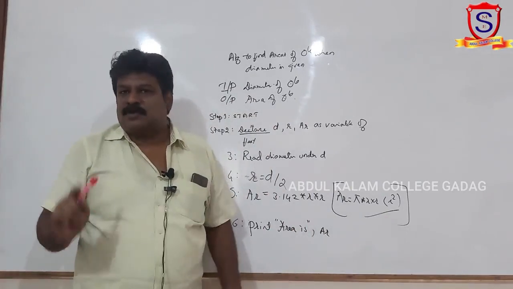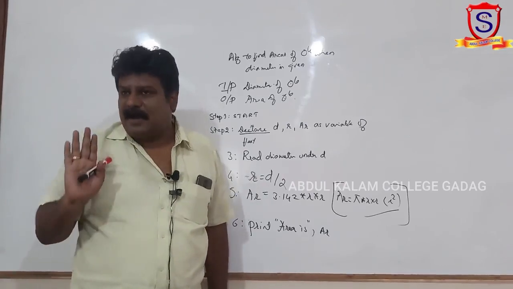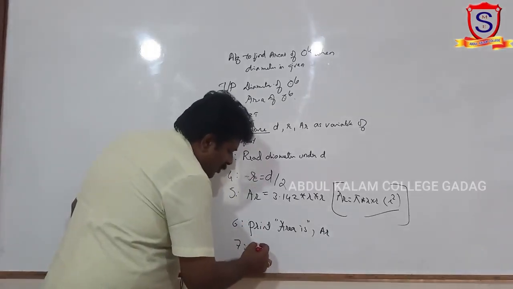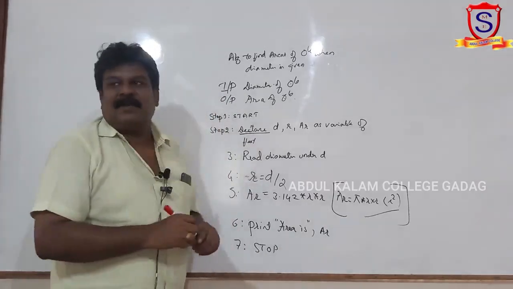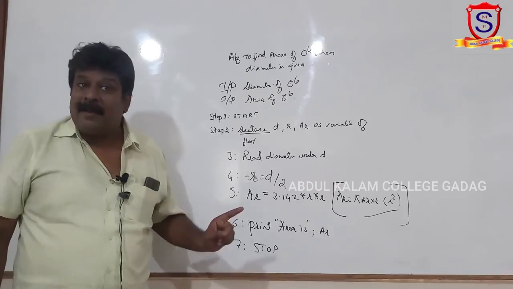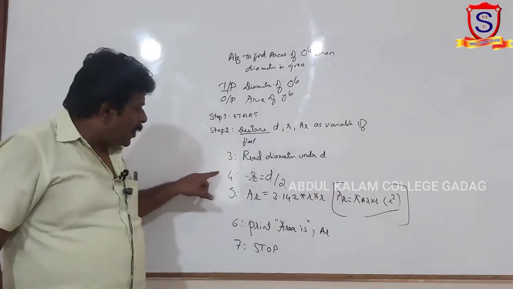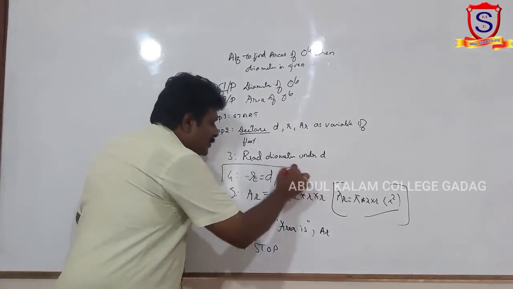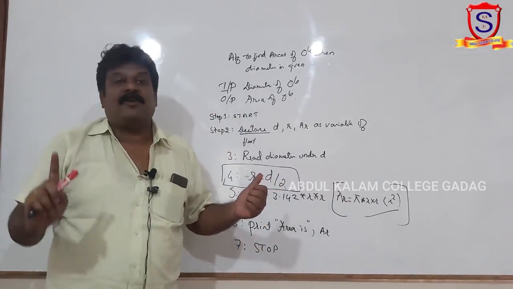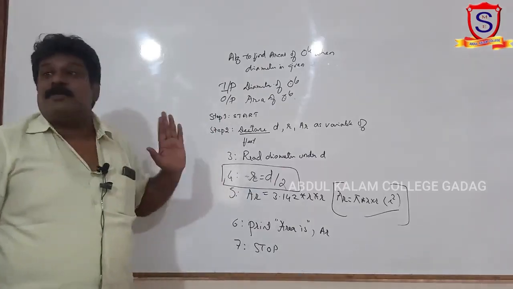AR is not there under double quotes. That's why this print is going to print the value which is there under AR. You got it? Finally, in step number 7, we write stop. So this is the algorithm to find the area of a circle when the diameter is given. If the radius is given, only this particular step will be skipped, because directly we will be having the radius. If the diameter is given, it is essential for us to convert the diameter to radius. Understood?